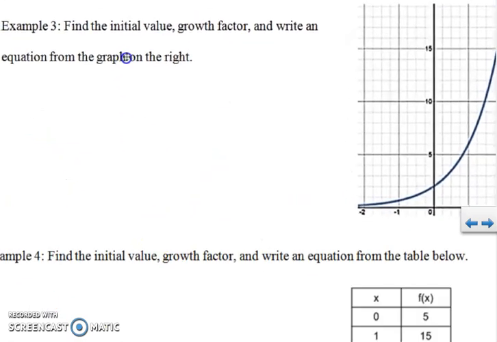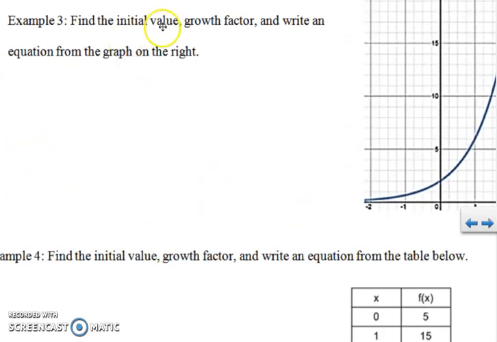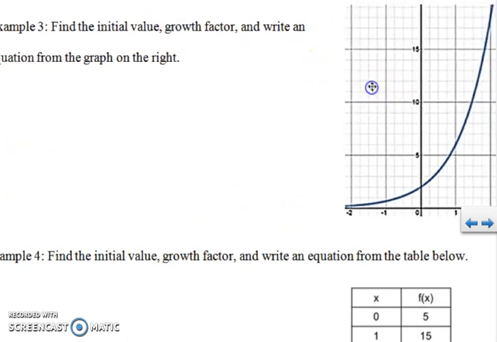So here is an example. It says find the initial value, the growth factor, and then write the equation. Okay, so first off, here is our initial value. This graph is going by ones if you can't tell. So the initial value is at a 2. To find the growth factor, I'm going to go to where x is a 1, and so that would be at a 6. So you would ask yourself, how can you go from a 2 to a 6?